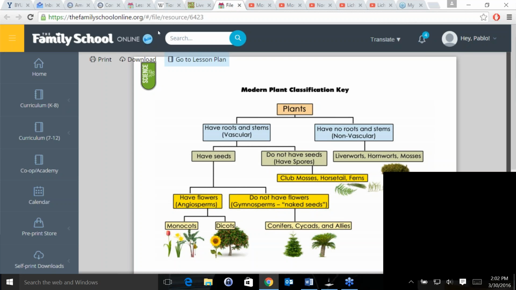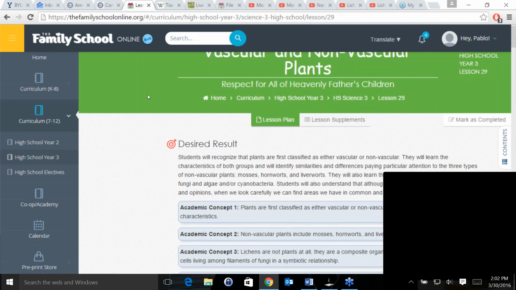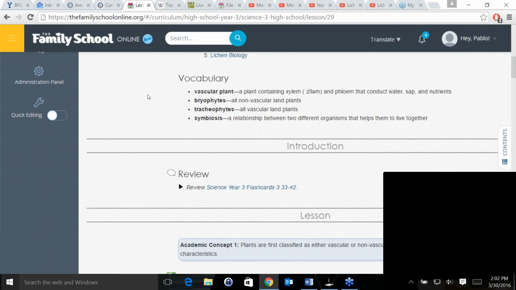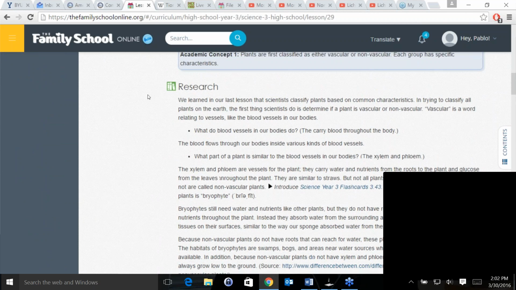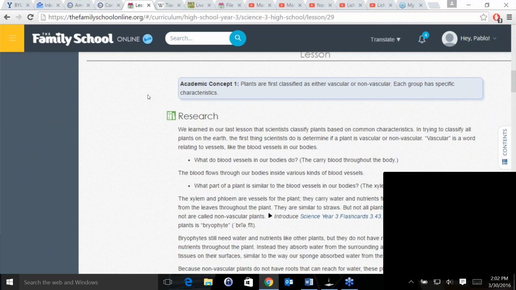So this lesson was interesting to read because it talks a lot about another way of classifying plants. We talked a little bit about how plants are different, how they're similar, different kinds of plants and how we classify them. This is another way to classify them into two different kinds of groups.